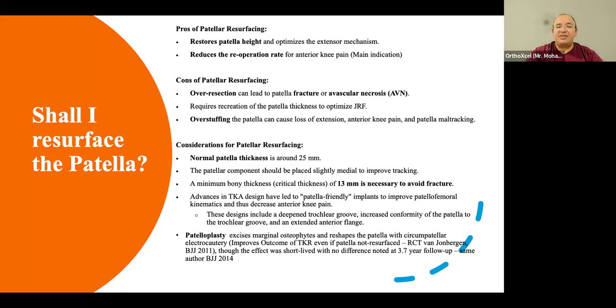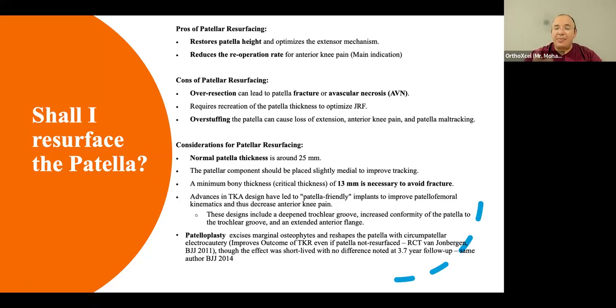What's the benefit from resurfacing the patella? You play with the patellar tracking, you put your patellar button wherever you want, so you can maintain a tracking or correct a maltracking. You reduce the height, so there is no tightness in extension, there is no over-tightness of the component, and there is less anterior knee pain.